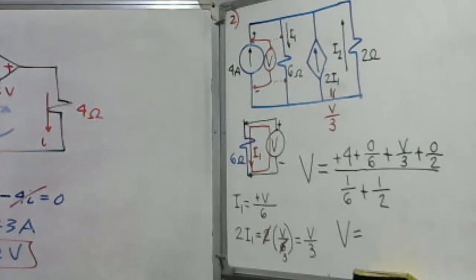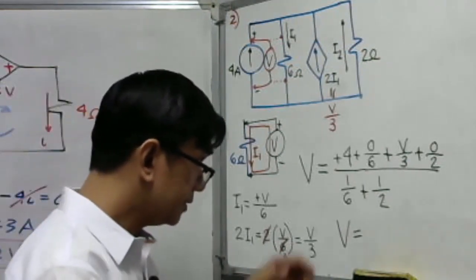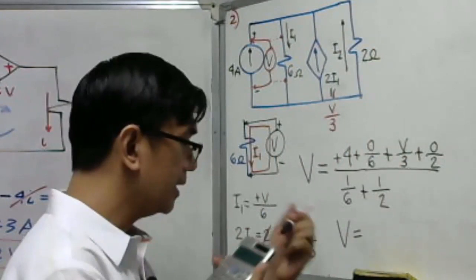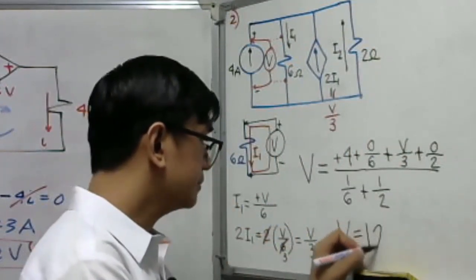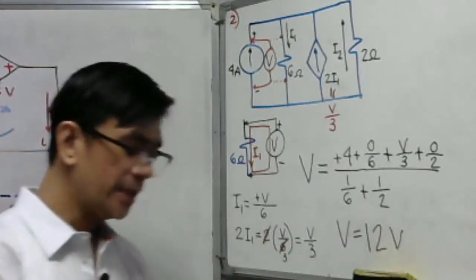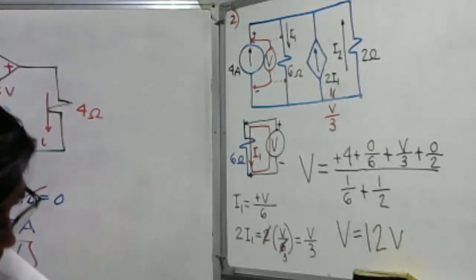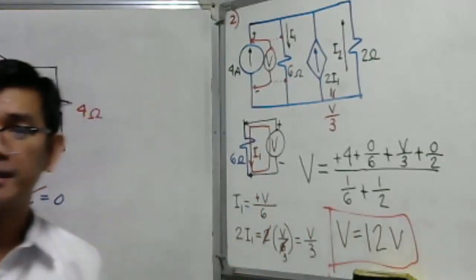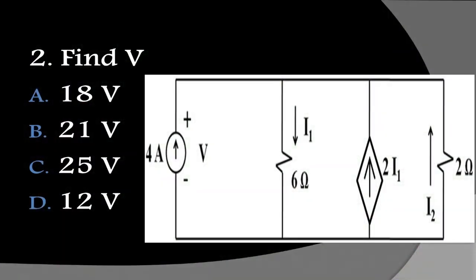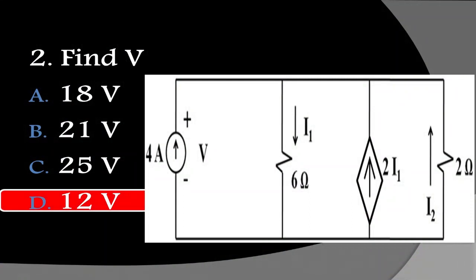Okay, so the answer here, using our calculator, will be 12 volts. Yan ang sagot natin, mga ka-werpa. 12 volts. And that will be letter, what letter is this, partner? Letter D. Okay? That is our answer.